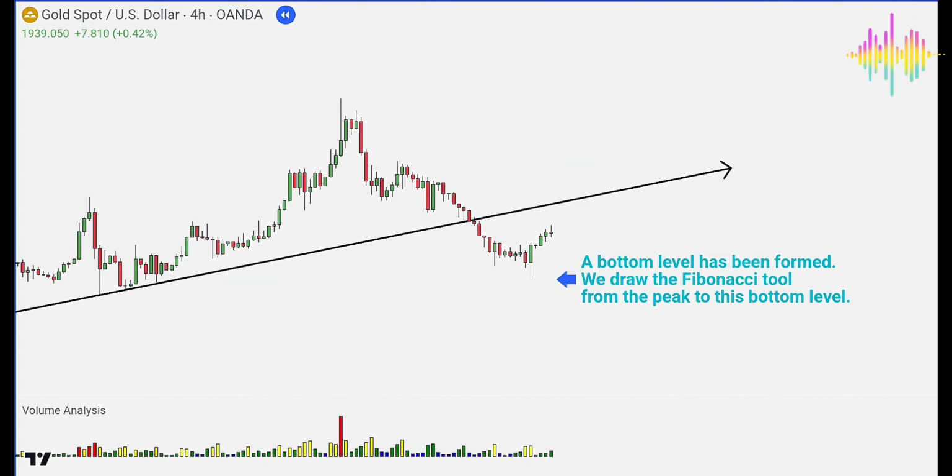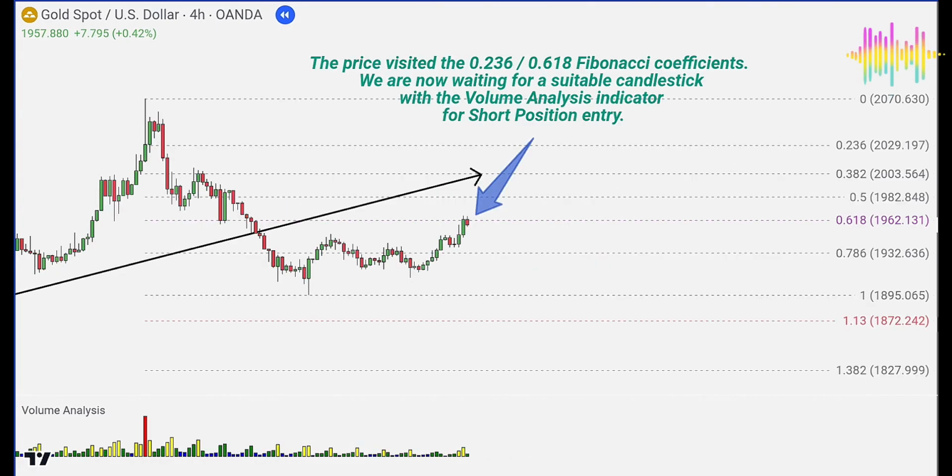And after the trend breakout, we can see a clear lower low level has formed. Now, to make a metric trade, we draw a Fibonacci tool from the highest level created by the price down to this lower low level. Every step in this trading strategy model should be metric because it is based on Fibonacci.